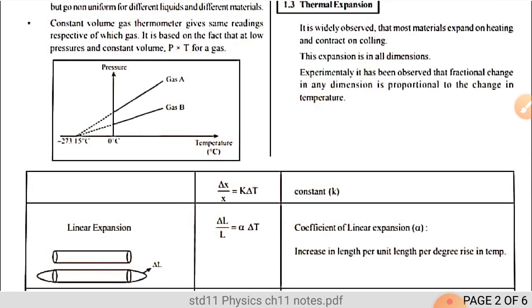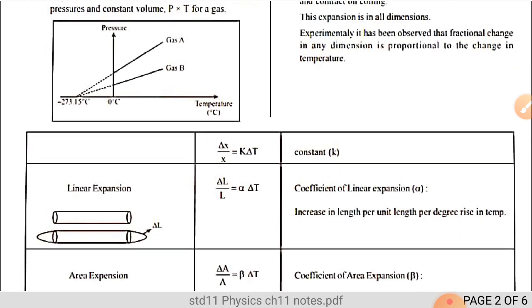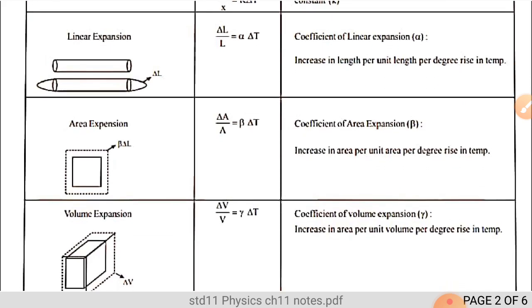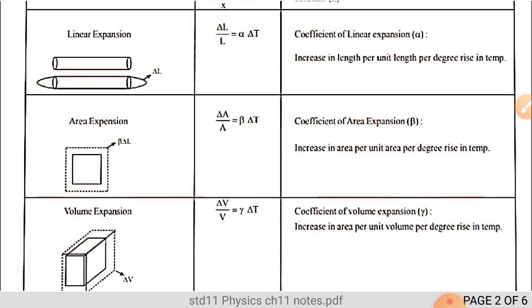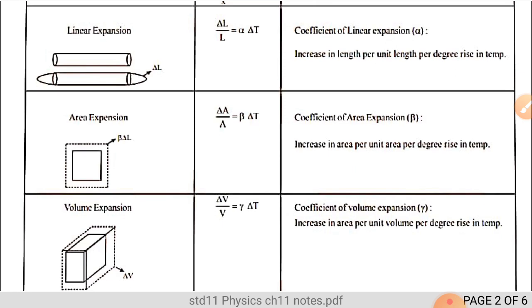This expansion happens in all dimensions, but here we have three types of expansion: linear, areal and volume expansion. Here we get the fractional change in dimension, which may be linear, areal or volume. It starts with linear expansion. If the length of any substance increases due to a rise in temperature, that is called linear expansion.